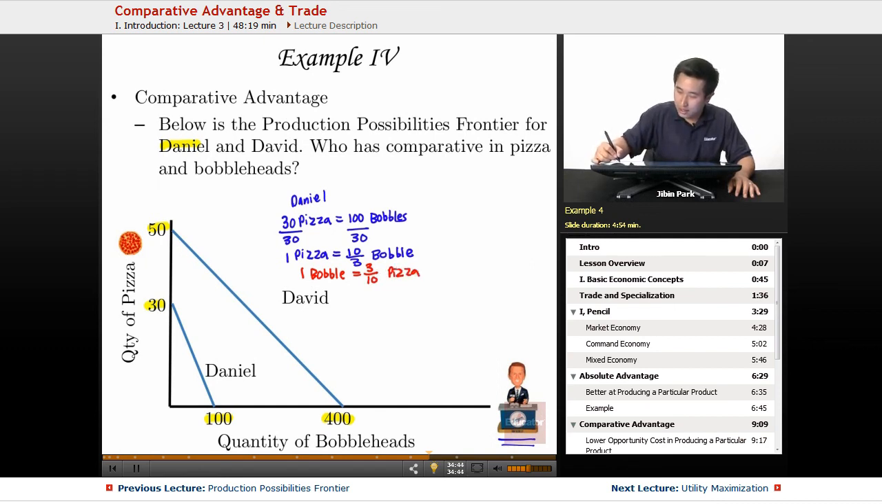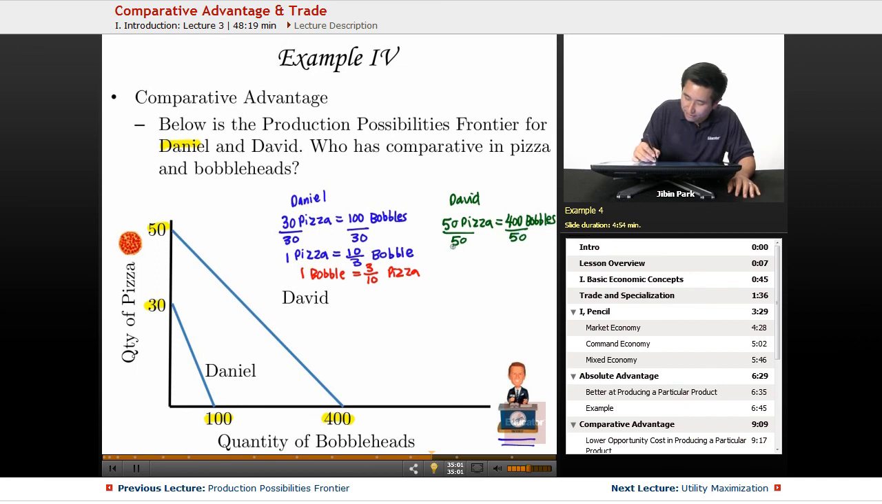Okay. Now let's go ahead and see from the perspective of David. So for David, 50 pizzas equals 400 bobbles. And if you want to find the opportunity cost of one pizza, you divide by 50, and you get one pizza equals, this would actually be 8 bobbles, 8 over 1. And let's go ahead and use a different color here. One bobblehead would equal 1 over 8 pizza.